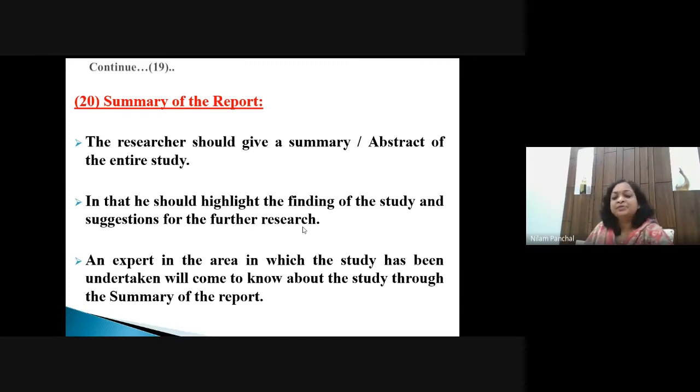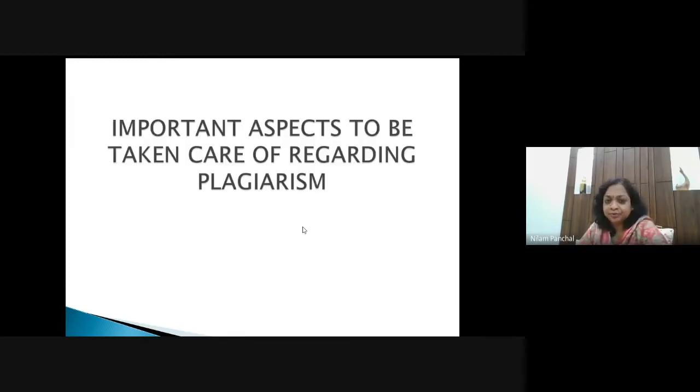Right. So in that, you should highlight the findings of the study and the suggestions for further research, as well as the overall crux of the paper. An expert in the area in which the study has been undertaken will come to know about the study through the summary of the report, right?